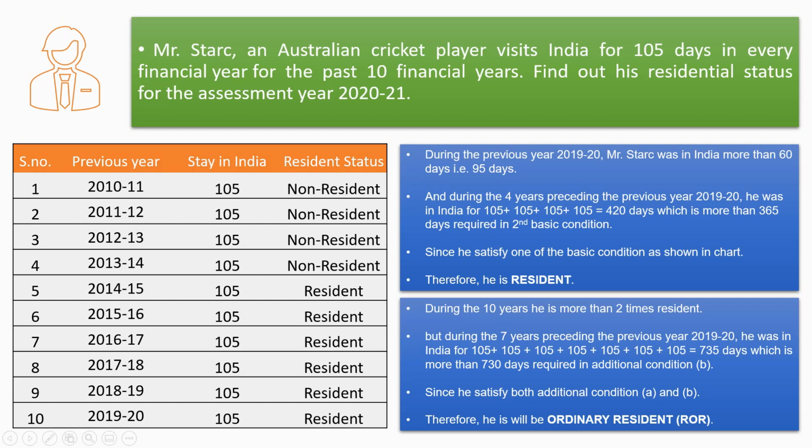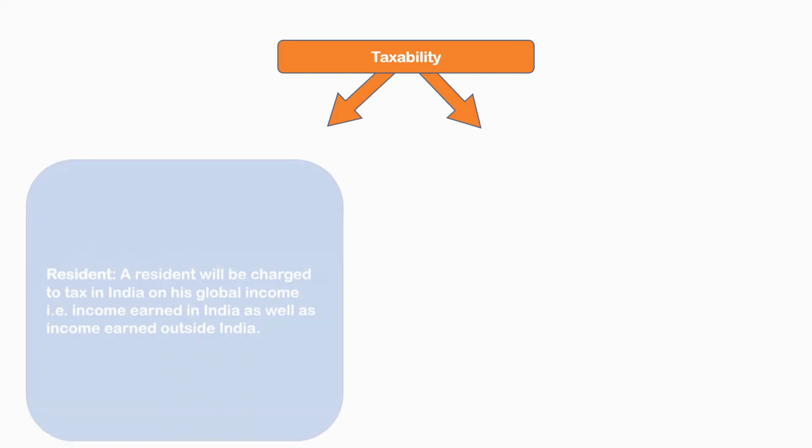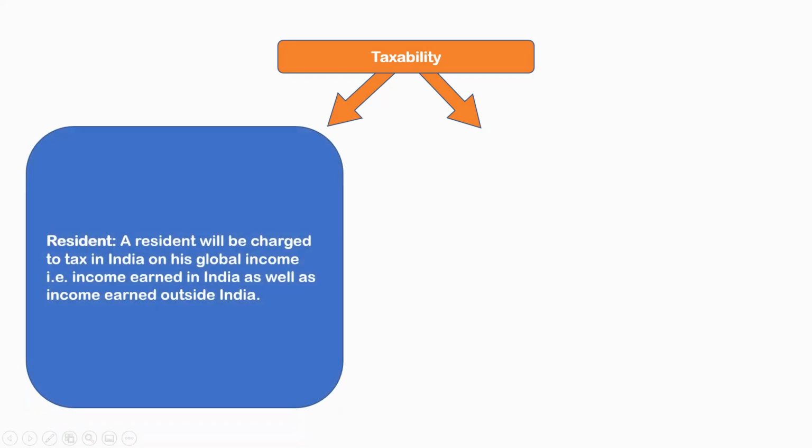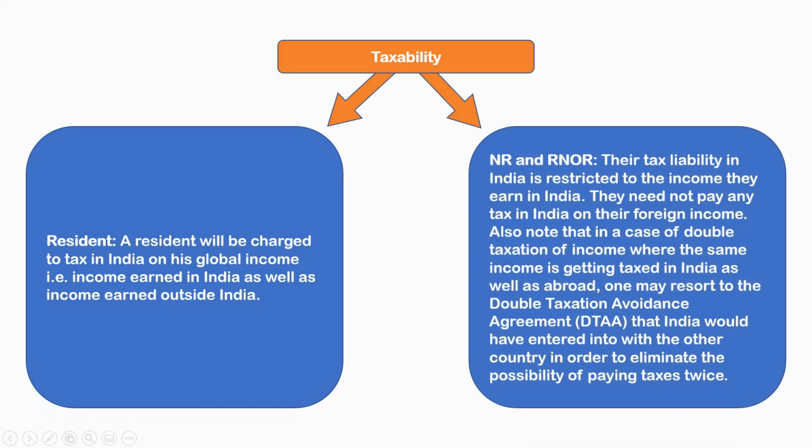An ordinary resident is charged to tax on income generated in India, as well as outside India. On the other hand, non-resident and non-ordinary resident are charged to tax on income earned in India. They do not need to pay tax on foreign income.